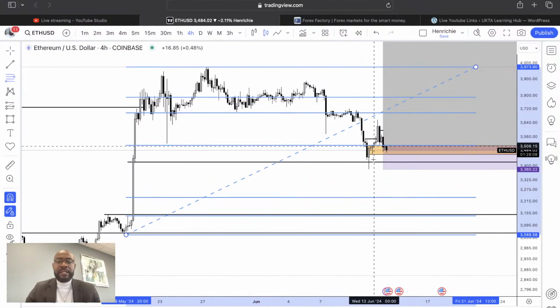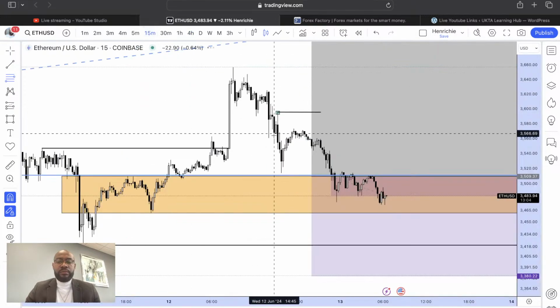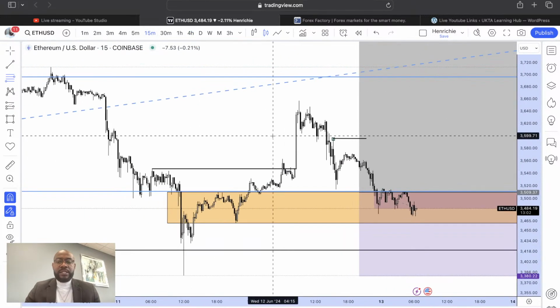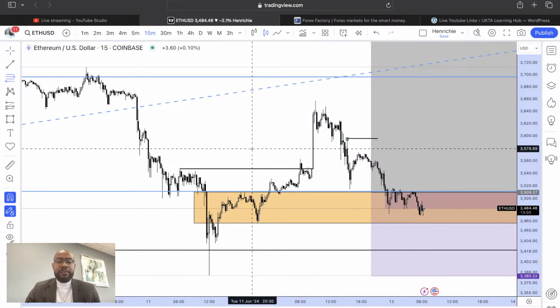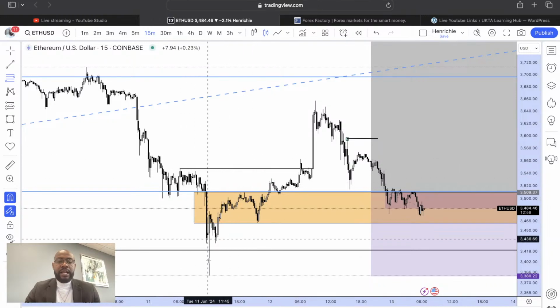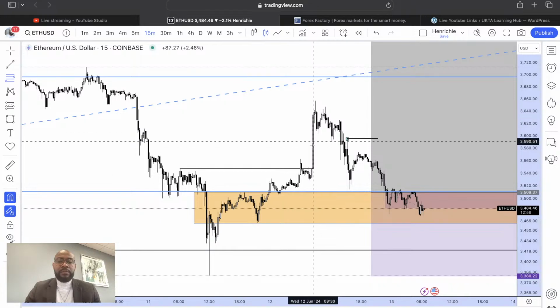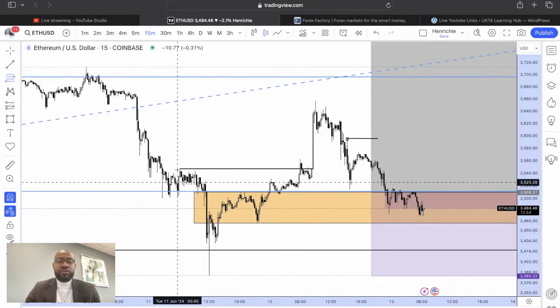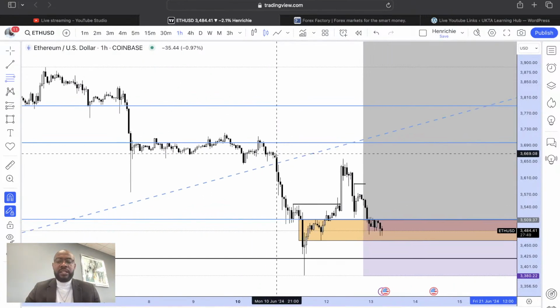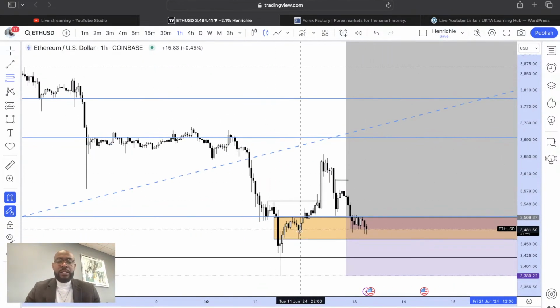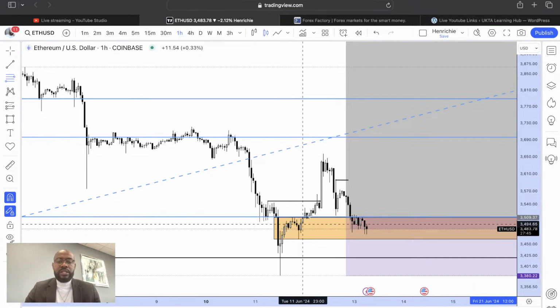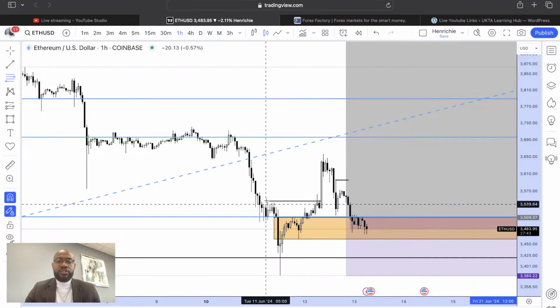So I want to see a mitigation of this inefficiency. The moment price mitigated it, I want to see a 15-minute shift in market structure. And on the 15 minutes time frame, as you can see, clear as day, price created a high, created a low, expanded to the upside, breaking structure. If we go to the 1 hour time frame, you can see very clearly that this was the last down close candle, took liquidity, expanded higher to break structure.